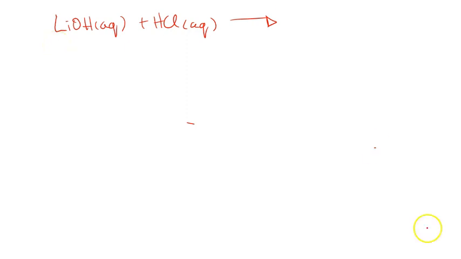We said we had lithium hydroxide, so LiOH aqueous, plus hydrochloric acid. This is going to be our acid-base reaction where lithium hydroxide is our base, HCl is my acid, so the hydroxide is going to pick it up and we're going to get the salt plus water because it's a neutralization reaction. So H2O plus LiCl. We can see here that this should be balanced and we get a 1:1 relationship.